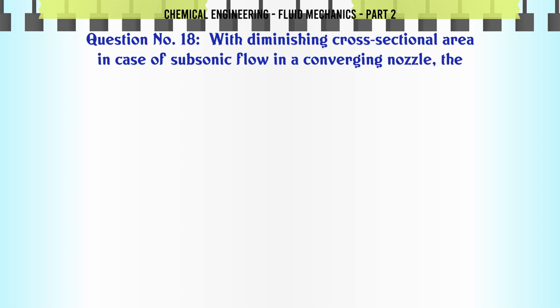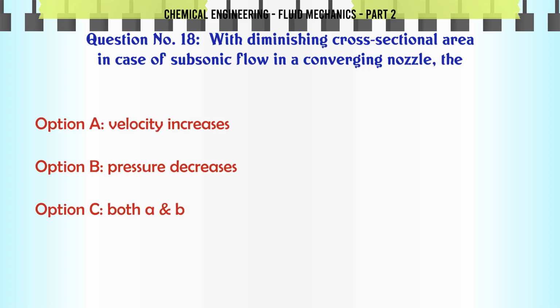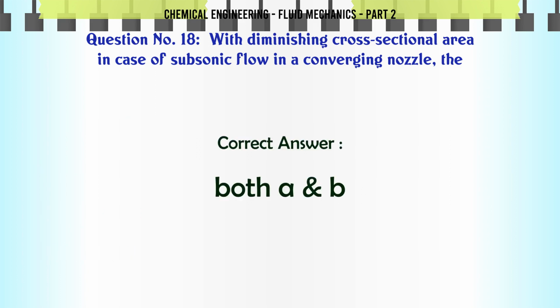With diminishing cross-sectional area in case of subsonic flow in a converging nozzle, the: A. Velocity increases, B. Pressure decreases, C. Both A and B, D. Neither A nor B. The correct answer is both A and B.